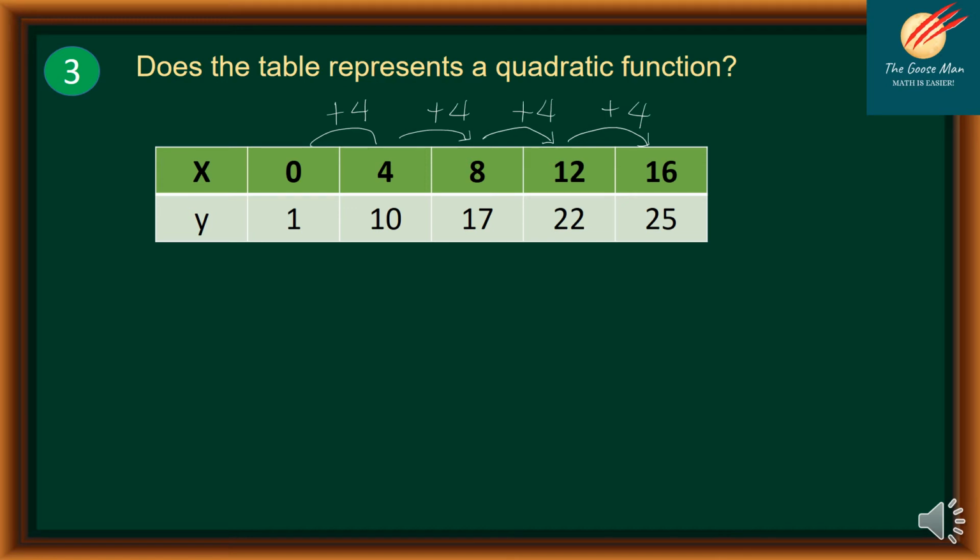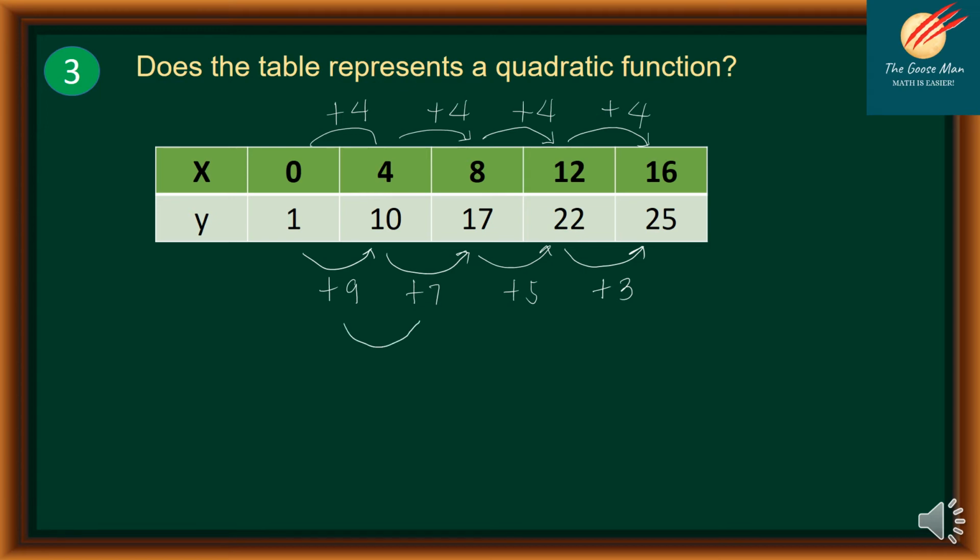On the other hand, we have 1 plus 9 will give us 10. 10 plus 7 will give us 17. 17 plus 5 will give us 22. Also, 22 plus 3 will give us 25. So we don't have the same differences on the first layer. So we will move on to the second differences.